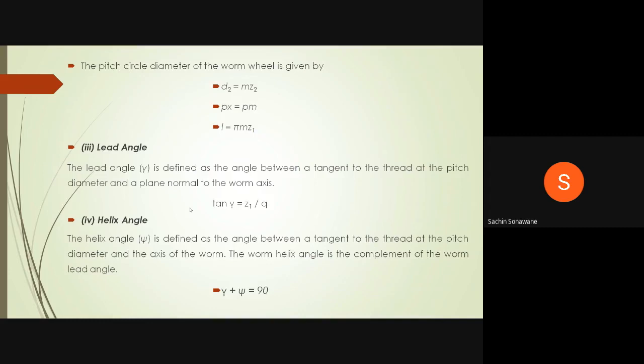Next, helix angle psi. The helix angle psi is defined as the angle between a tangent to the thread at the pitch diameter and the axis of the worm. The worm helix angle is the complement of the worm lead angle. Therefore, psi plus gamma is equal to 90 degree.